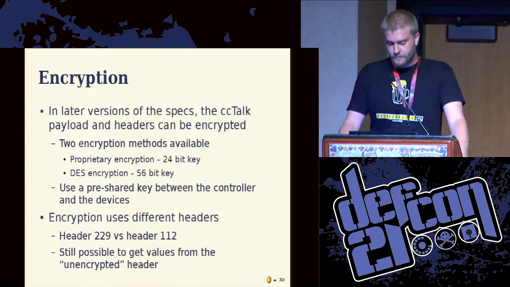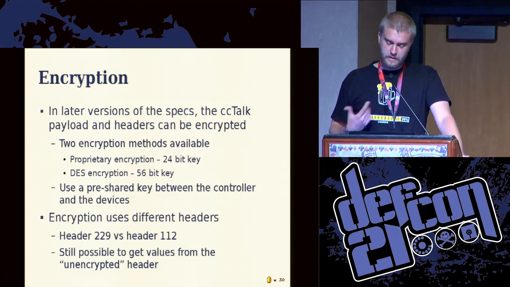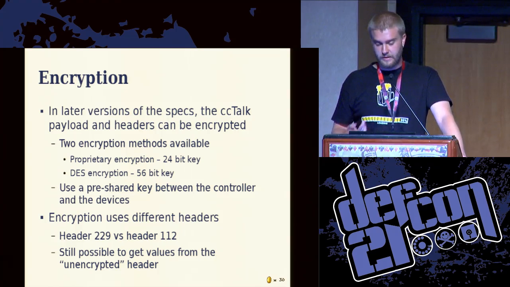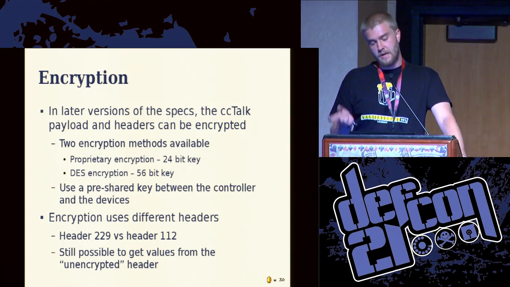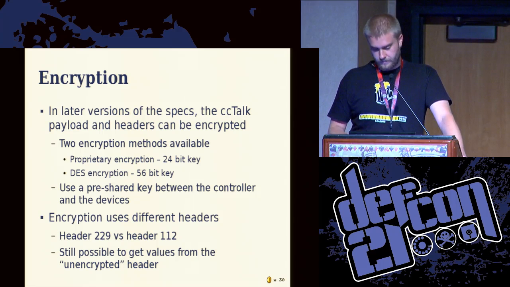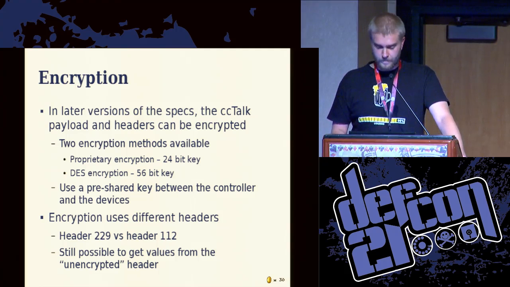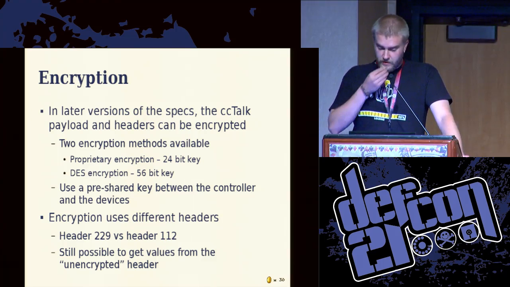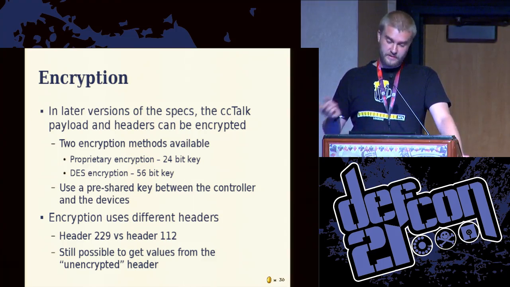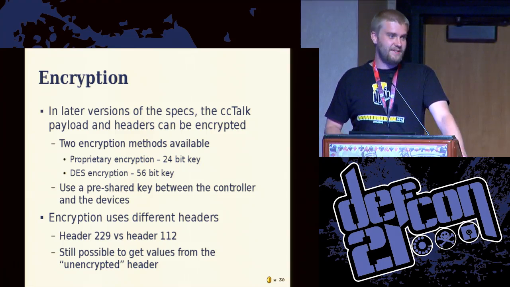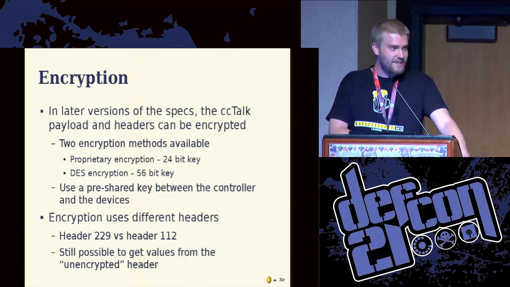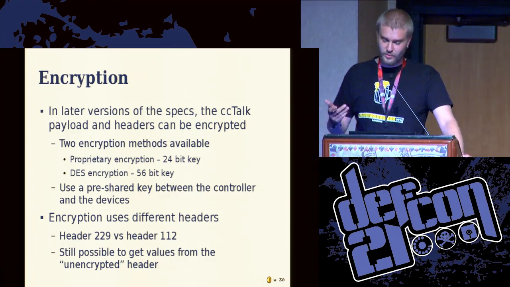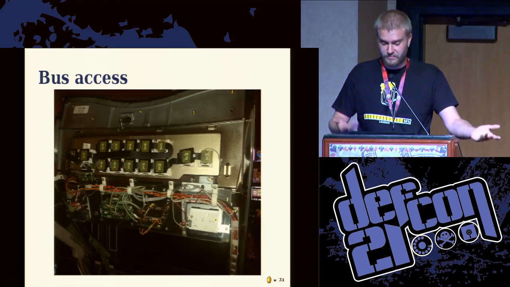There is also encryption. I didn't actually put a lot of time on this, but there are two encryption methods that are used. One is proprietary, a 24-bit key. The other one is a DES encryption, and they use a pre-shared key between the controller and the device. But the problem is that it's a different header, so you still can request the device using the unencrypted headers, while the machine is in use with the encrypted one. So why not?